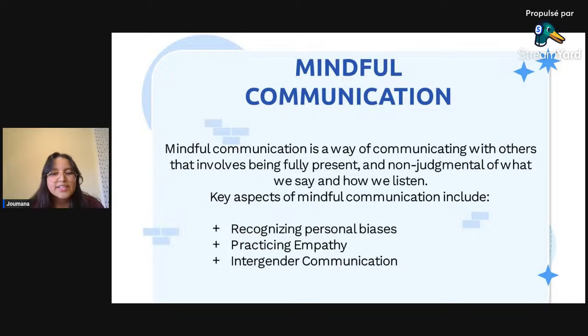Mindful communication is a practice that involves being consciously aware of the present moment and free of judgment when communicating with others. And there are three key aspects of mindful communication: recognizing personal biases, practicing empathy, and intergender communication. I will start with the first point: recognizing personal bias.